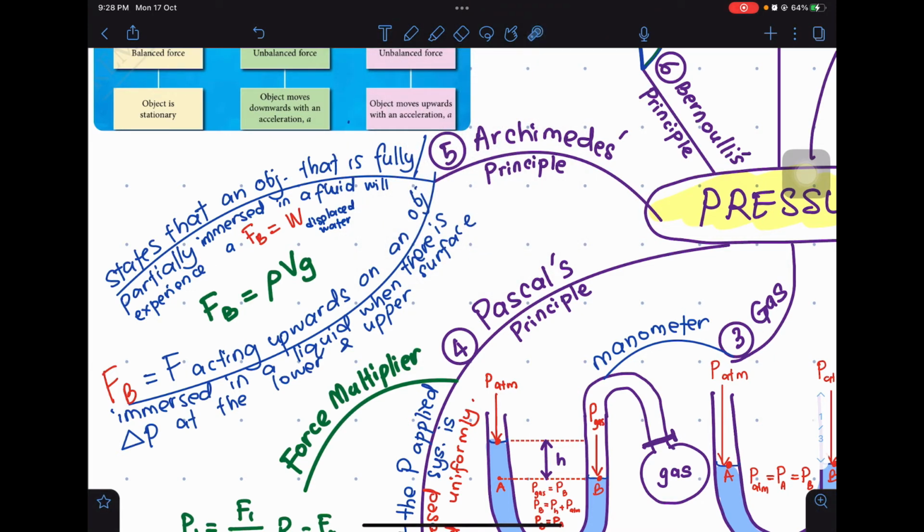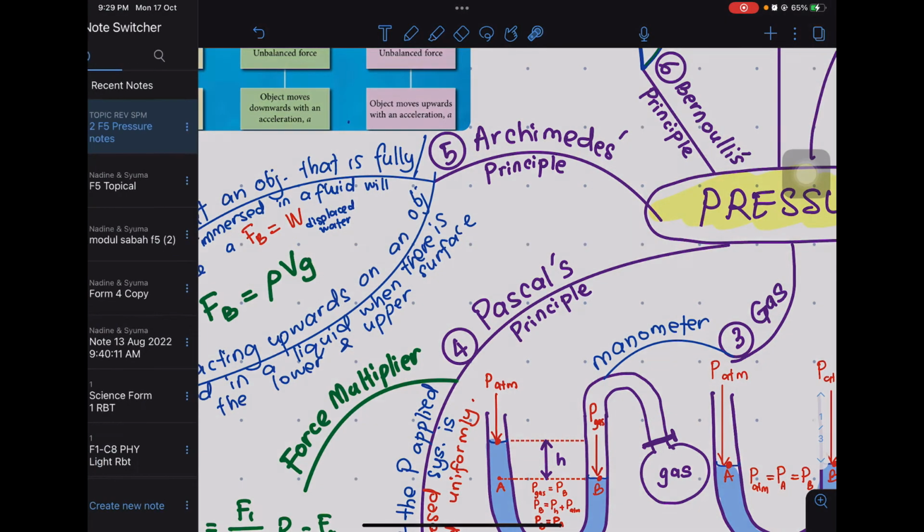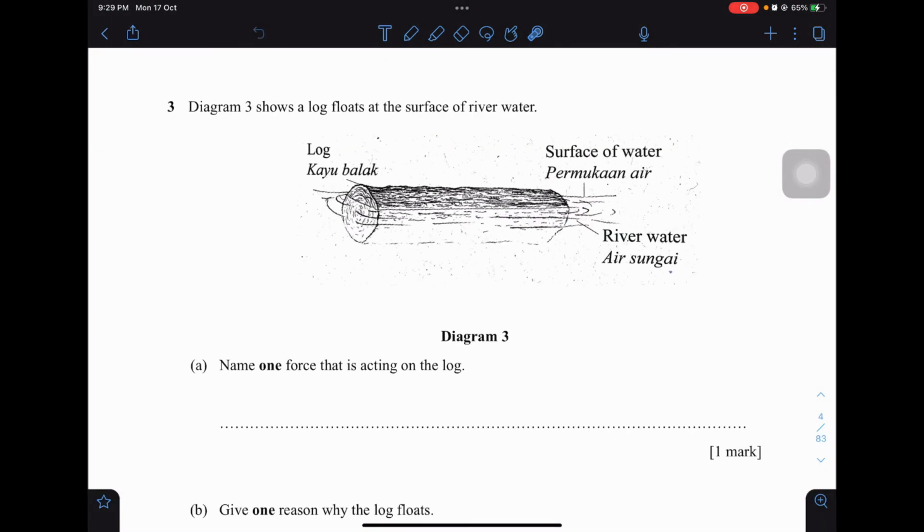Here the keywords are fully or partially immersed. Immersed in gas, maybe immersed in water, maybe in a liquid. Any fluid. Fluid means it can be liquid or gas, anything that flows. So it experiences a buoyant force, and that buoyant force is equal to the weight of water displaced. That's about Archimedes. This one is floating, so it is about Archimedes' principle.